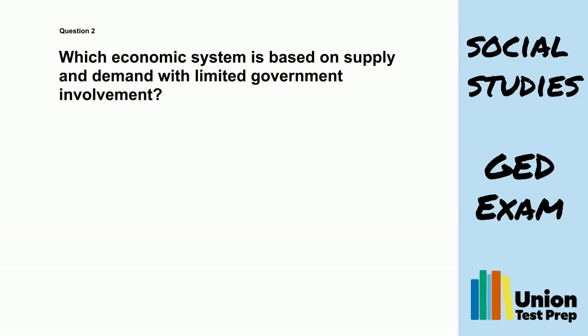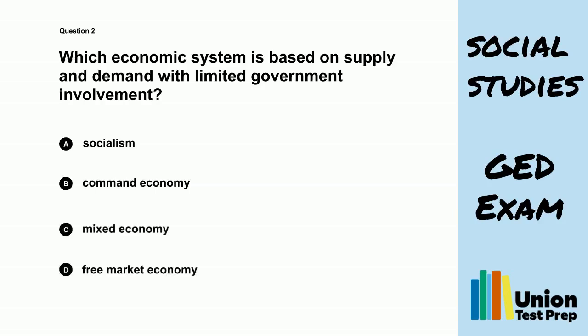Question 2. Which economic system is based on supply and demand with limited government involvement? A. Socialism. B. Command economy. C. Mixed economy. D. Free market economy.